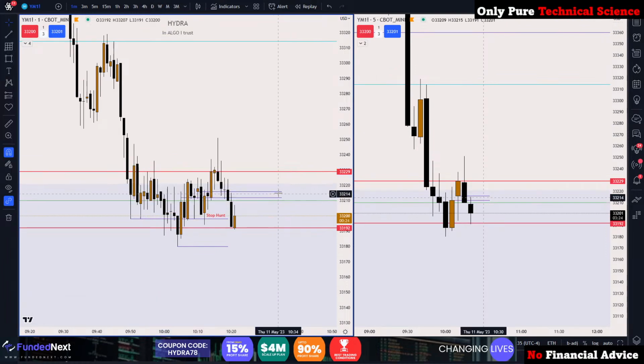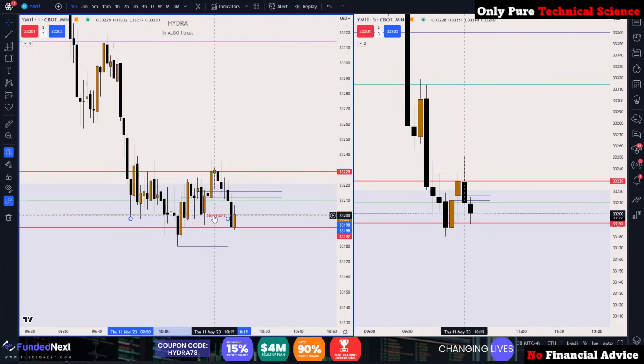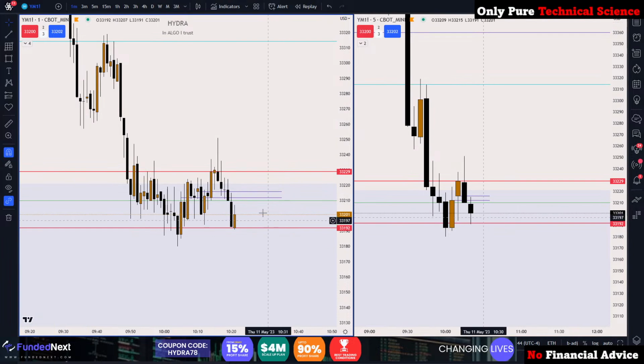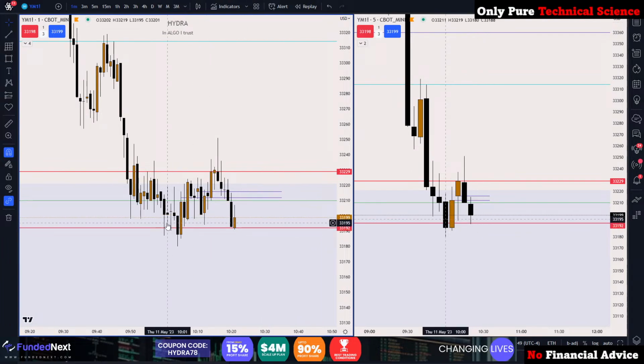So this breaker block is not valid anymore. Stop hunt, a lot of drawings in the choppiness. I really don't like this zone that price created. Okay, I want to see price getting out of it first. And on Nasdaq you can see price is still ranging inside a zone.